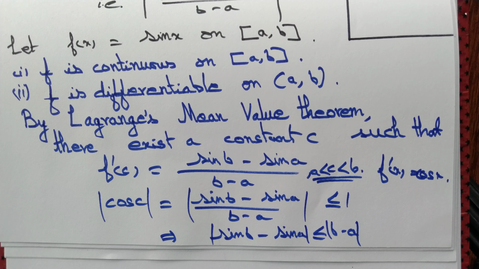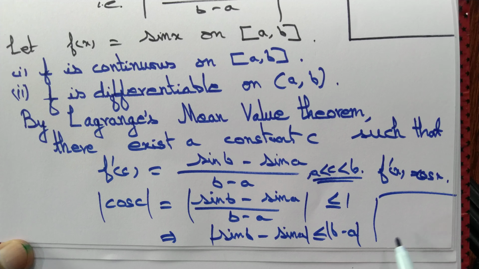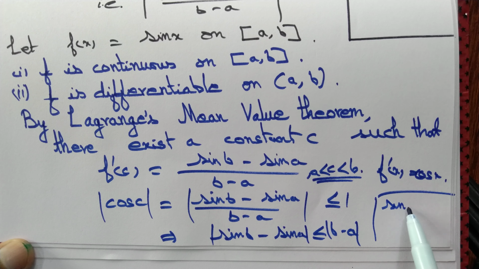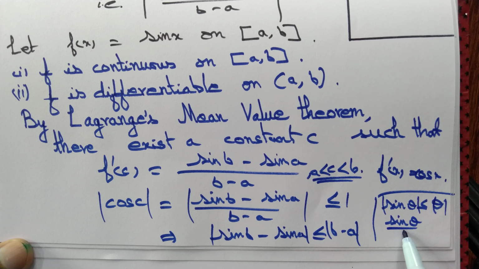Now we can choose a equal to 0. That's not part of the question, but we can choose a equal to 0 and b equal to theta, and say that modulus of sin theta is less than or equal to modulus of theta. And further we say that modulus of sin theta by theta is less than or equal to 1.